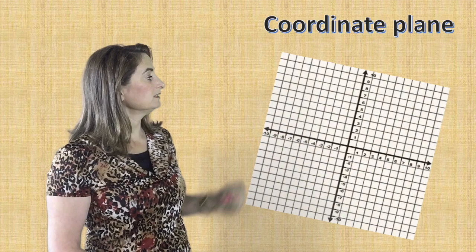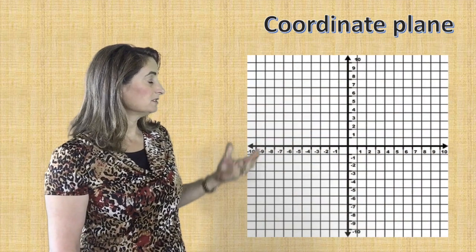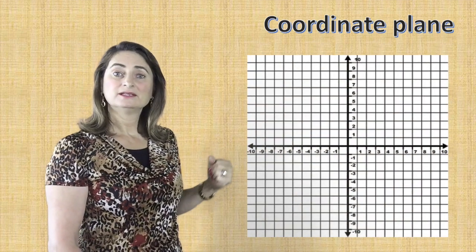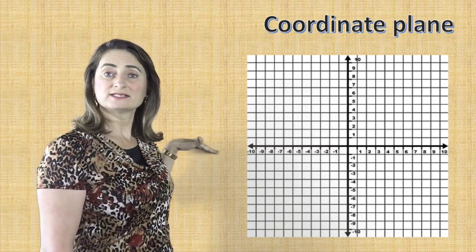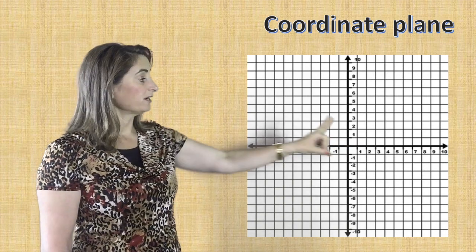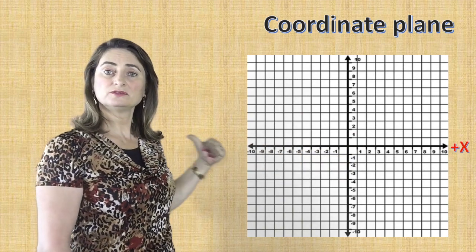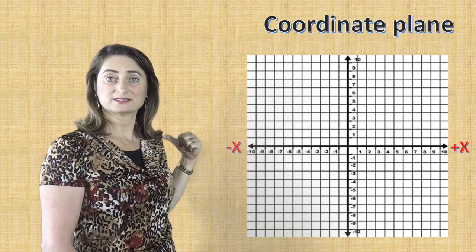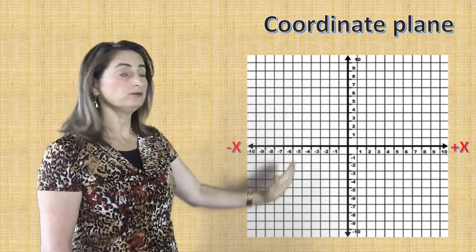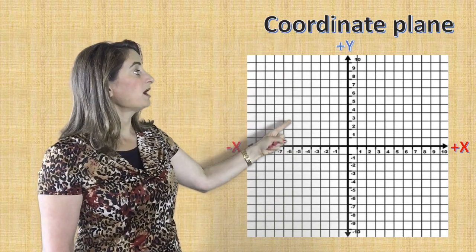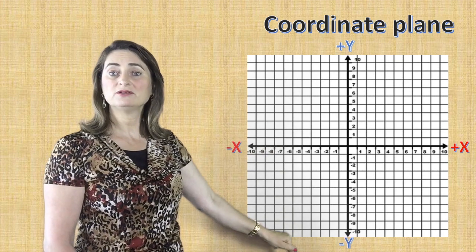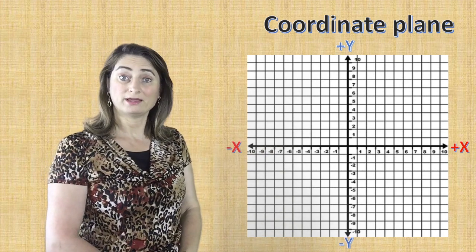Now let's review what a coordinate plane is. Look at this graph. This is called a coordinate plane. And as you can see, it has the x-axis that works as a number line. If you go to the right, you have positive x. You go to the left and you get negative x. The vertical line is the y-axis. If you go up, it has positive y, and if you go down, it has negative y.